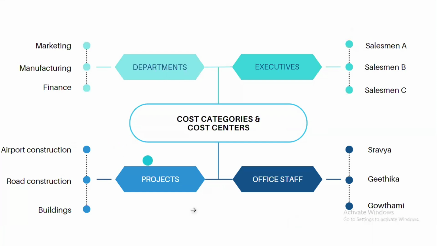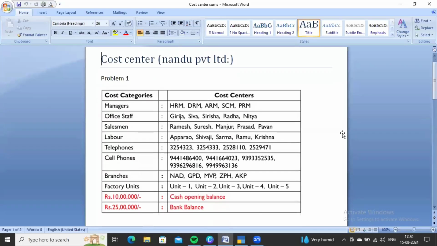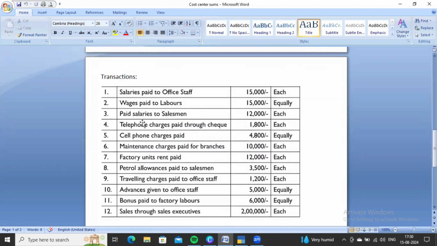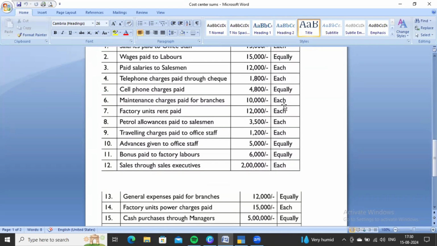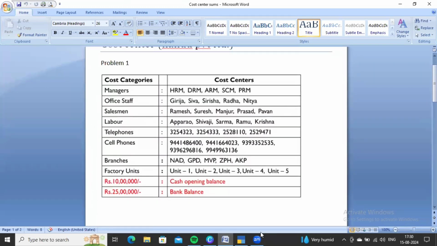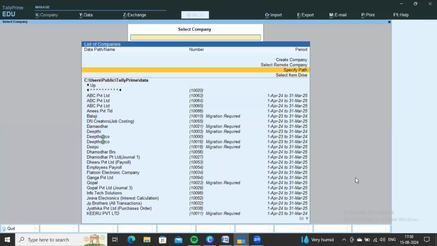So let us learn with a practical example. Here these are cost categories relating to the organization, and each cost category has cost centers. And these are the transactions based on the above cost categories and cost centers. So enter into the TallyPrime app and create a company.